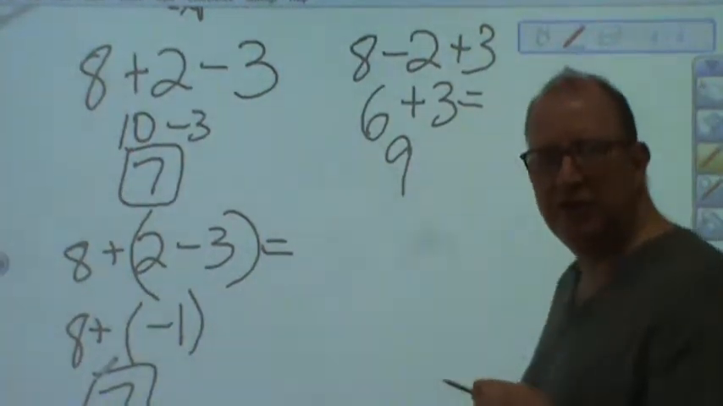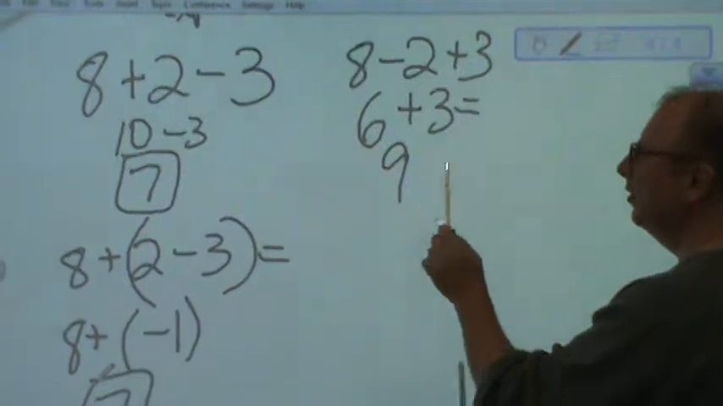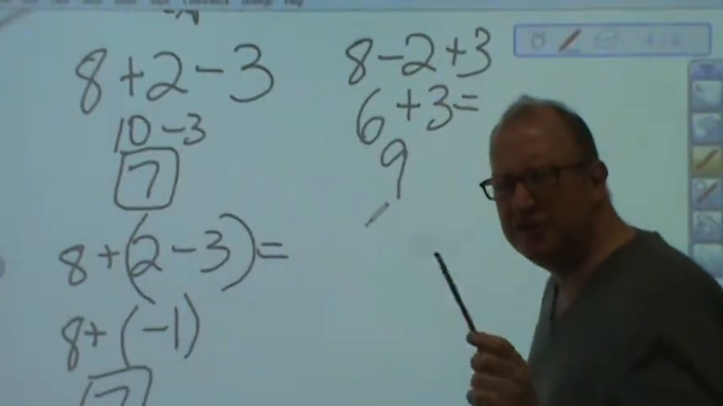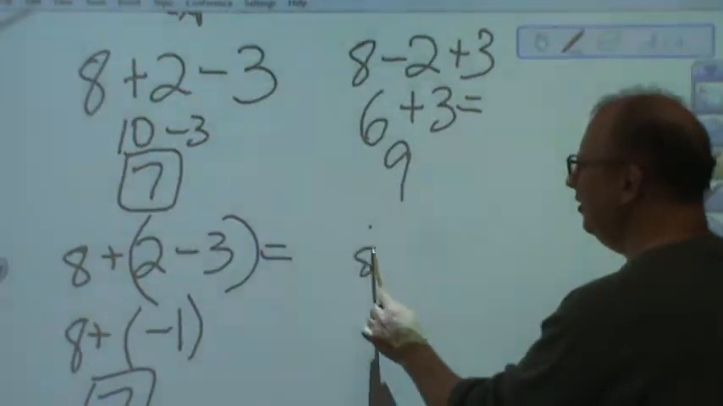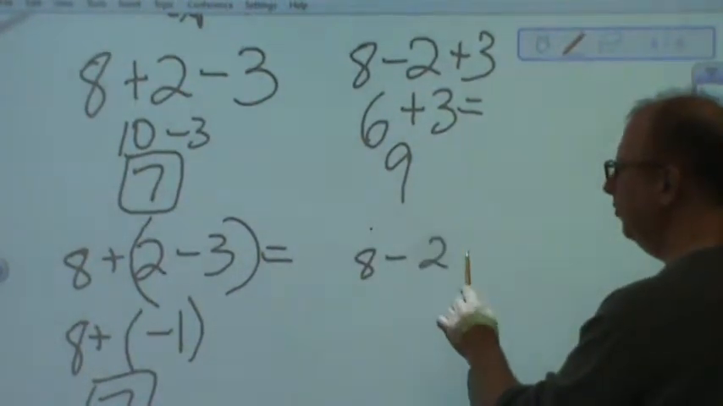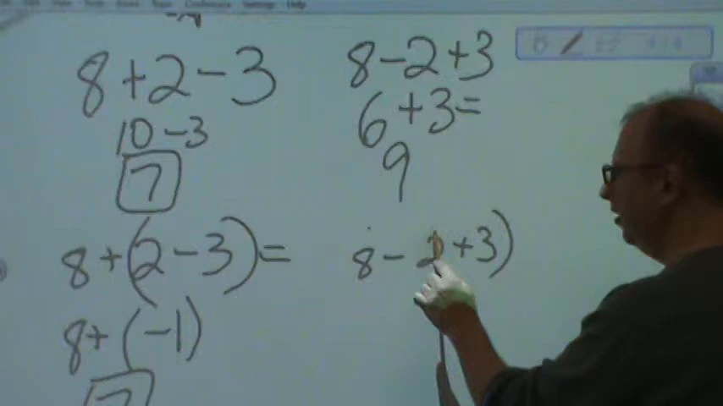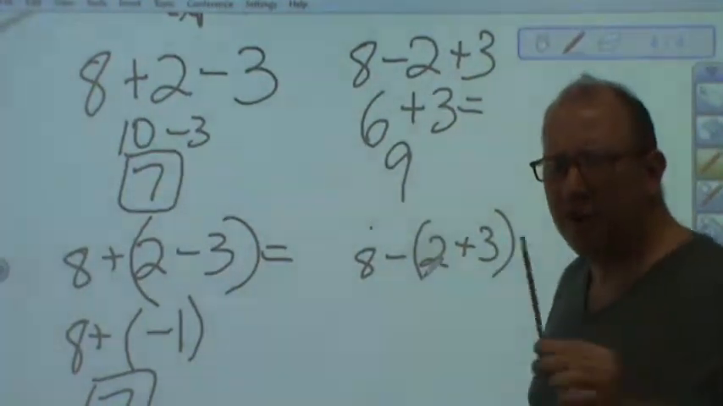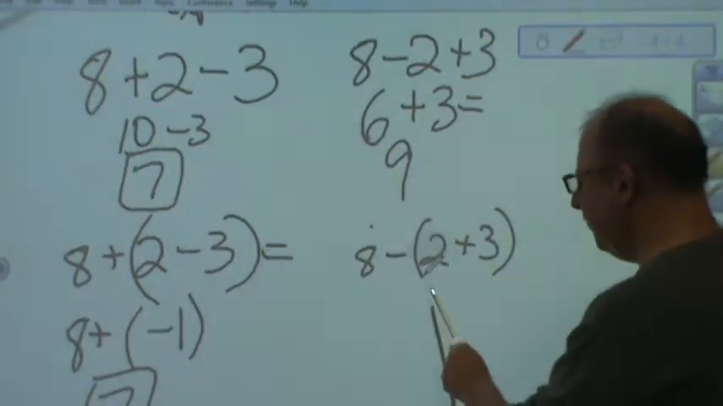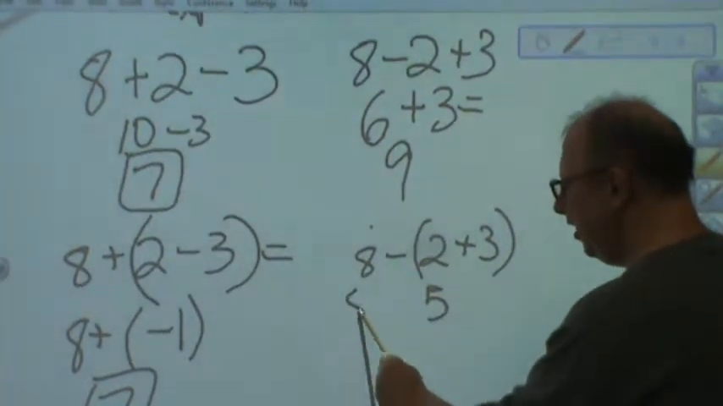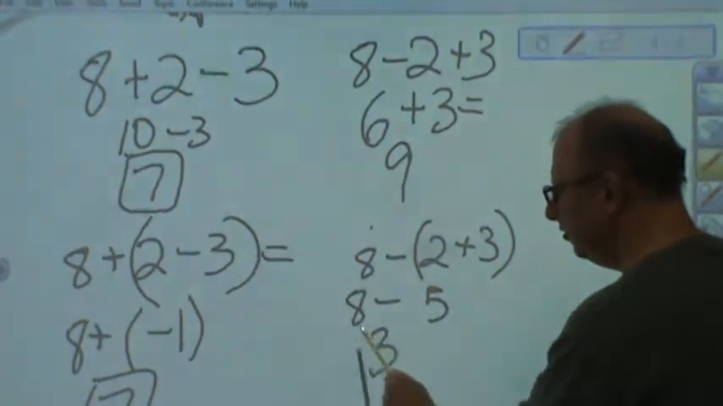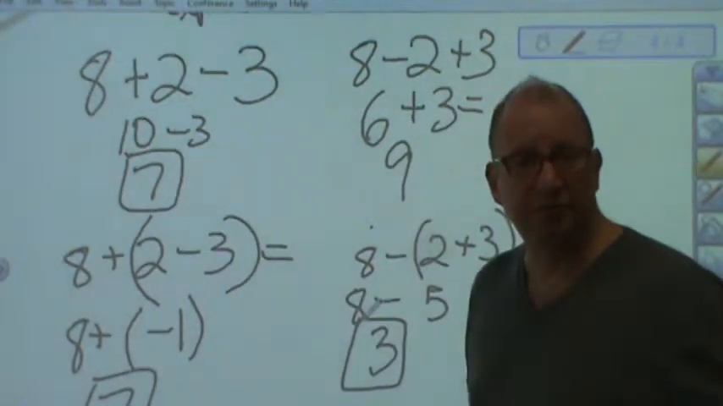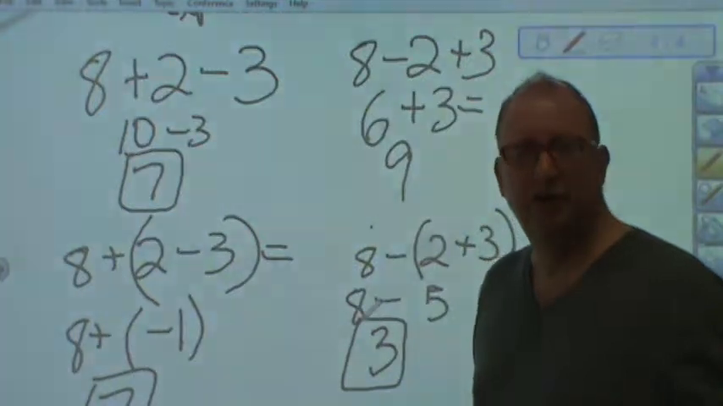Now let's look at this one. Sometimes you end up with the same answer, but other times you don't. 8 minus (2 plus 3). In this case, let's look at the order of operation. 2 plus 3, parentheses first, gives you 5. 8 minus 5 is 3. And that's it. Nothing more to it.